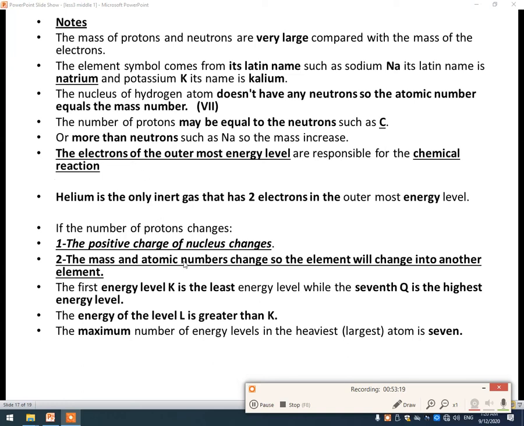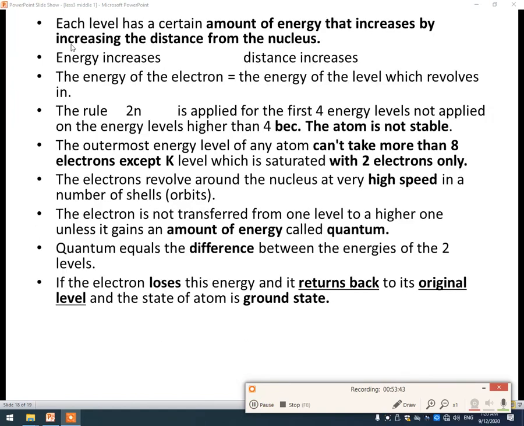The first energy level K has the least energy, while the 7th energy level Q has the highest energy. And by the way, the energy of level L is greater than K, and so on. The maximum number of energy levels in the heaviest atom is 7, and we said each level has a certain amount of energy that increases with increasing distance from the nucleus. So when the distance from the nucleus increases, the energy will increase.